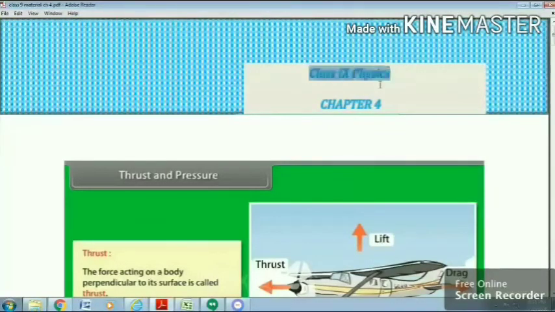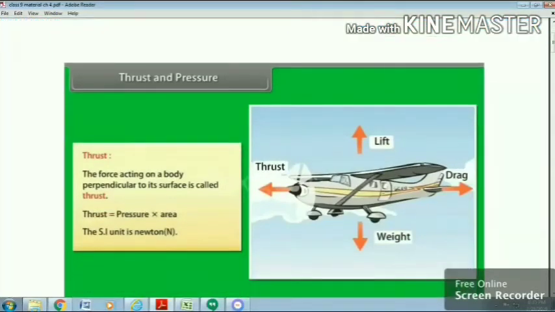Hello class 9. Today we'll start a new chapter, that is chapter 4, pressure in fluids and atmospheric pressure. So before we start pressure in fluids, we will discuss about pressure, and again before pressure, thrust.